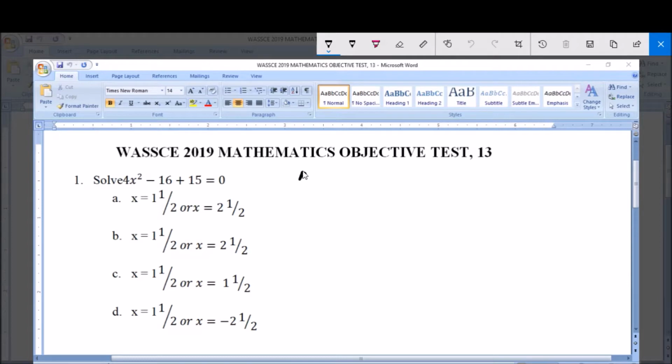Now we have 4x squared minus 16x plus 15 equals 0. Now this is the question we are faced with: 4x squared minus 16x plus 15 equals 0. Now we use the method of factorization.